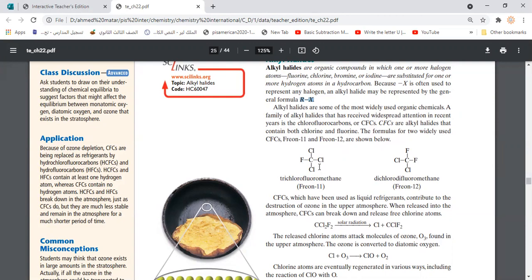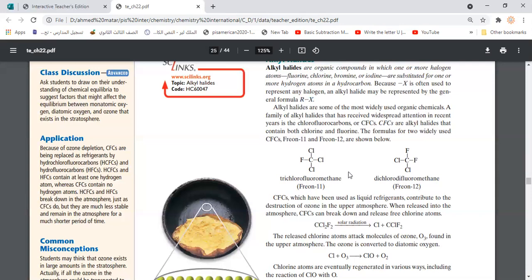on the same alkyl group. The most famous one is Freon, the gas which we use in refrigerators, aerosols, ACs, and so on. We have two types of Freons. One is known as trichlorofluoromethane, and the other one is dichlorodifluoromethane. That means here we have three chlorine and one fluorine attached to the carbon atom, while here we have two chlorine and two fluorine.